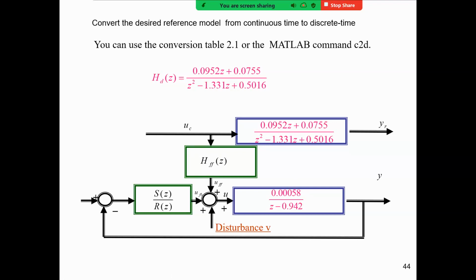Any questions? So you have all the knowledge. Now let's move on to the design. First of all, we want to reject the constant disturbance. If that's the requirement, how should we design R? Which factor should be included in R? z minus 1. It's like we have an integrator. So we put z minus 1 as a part of R.